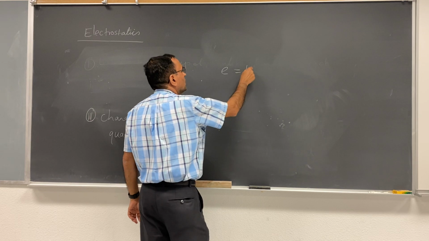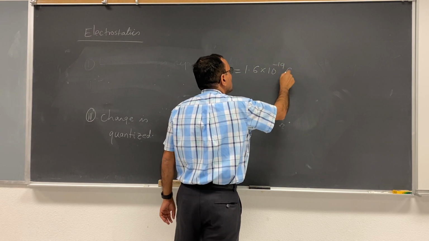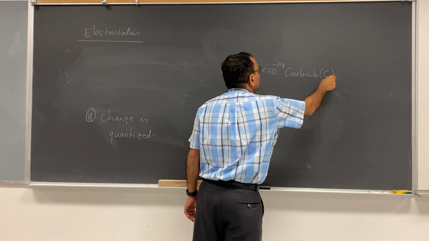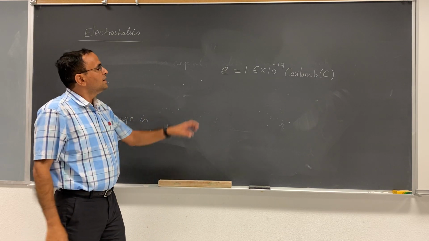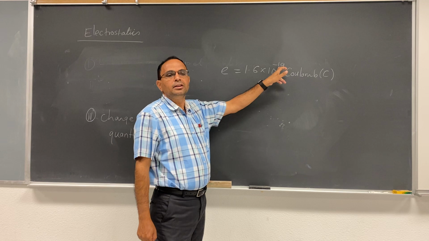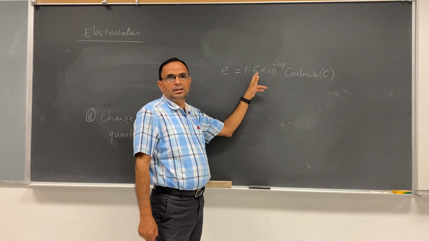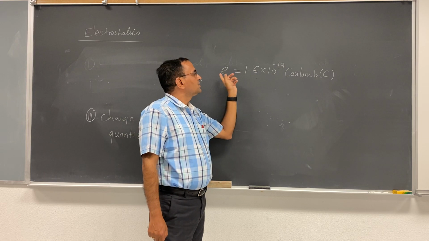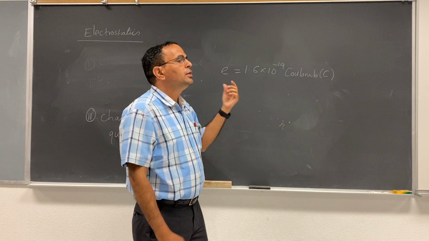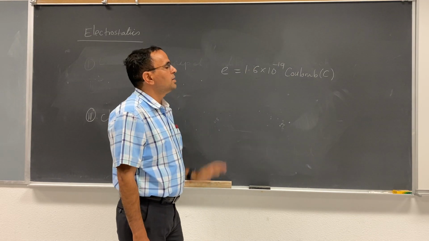This is equal to 1.6 times 10 to the power negative 19 coulomb. Again, the coulomb is the unit of charge. You can write down C to represent the coulomb. The smallest unit of charge is 1.6 times 10 to the power negative 19 coulomb. You do not have a charge smaller than this. This is the charge of an electron, or you can say the charge of a proton also, because the charges of electron and proton are equal but opposite, you know that. So this is the smallest unit of charge.